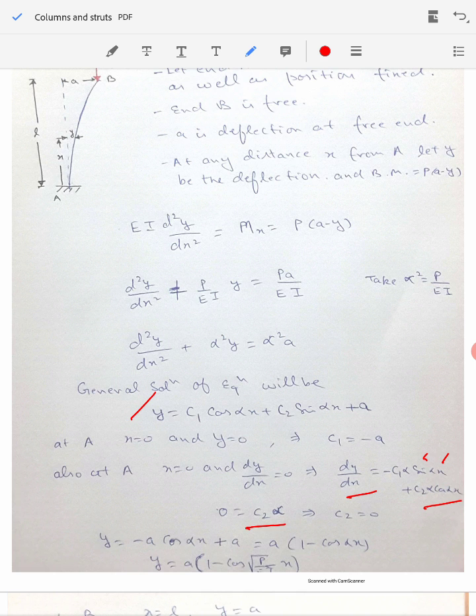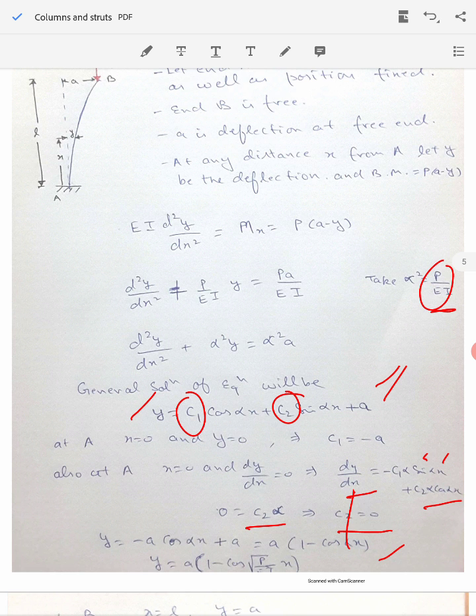This gives either alpha is 0, but alpha is not 0 because neither P, E nor I is 0. So the only option left is c2 equal to 0. So we have determined both the constants. Let's put them back in this equation. You substitute c1 equal to minus a, c2 equal to 0 here, and then you get the equation in the form y equal to a into (1 minus cos alpha x). Let's substitute back the value of alpha. So you get y equal to a into (1 minus cos of under root of P by EI into x). Okay, so this is what we get here.